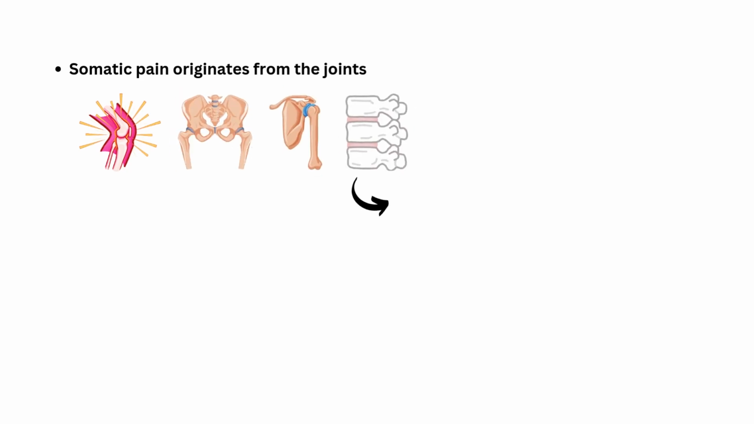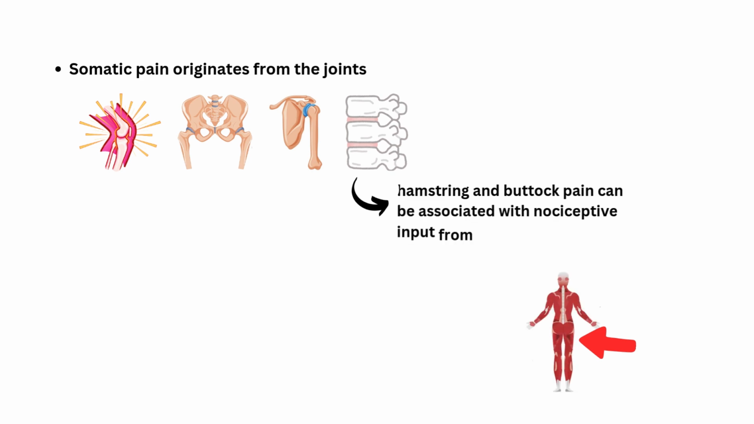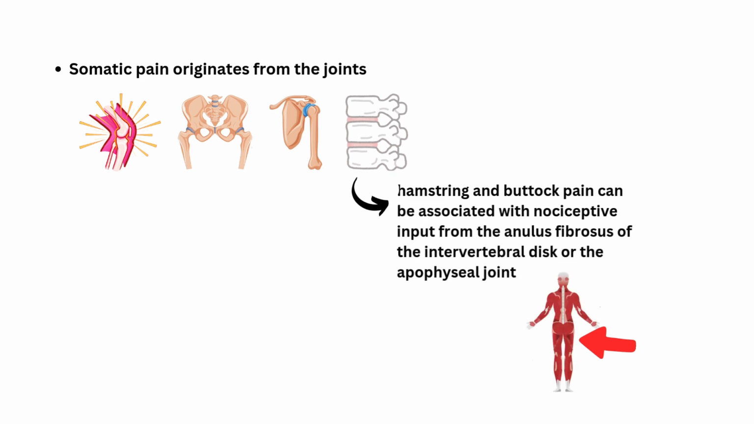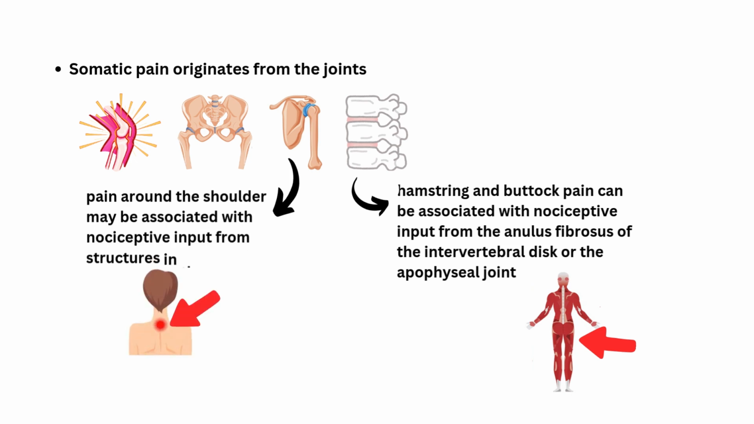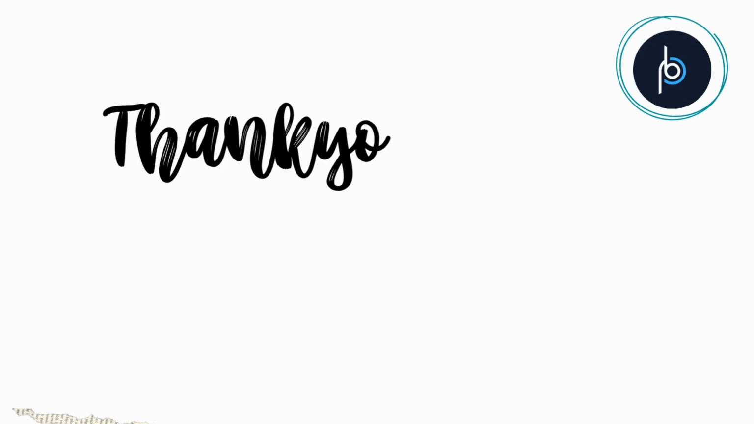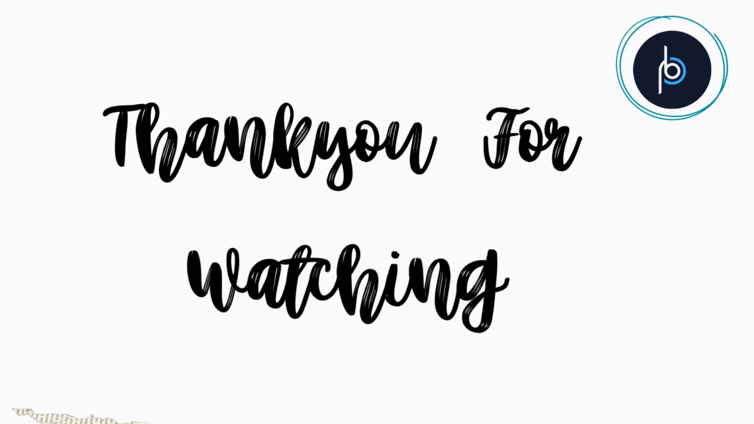Somatic pain originates from the joints such as knee, hip, shoulder, or spine. The hamstring and buttock pain can be associated with nociceptive input from the annulus fibrosus of the intervertebral disc or the epiphyseal joint. Pain around the shoulder may be associated with nociceptive input from the structures in the cervical spine.